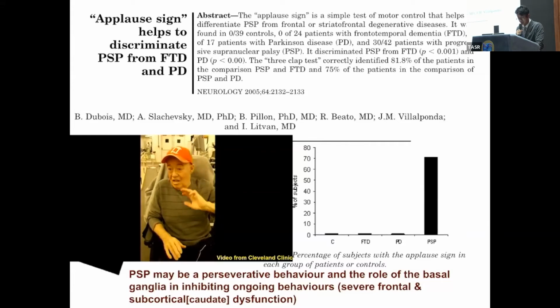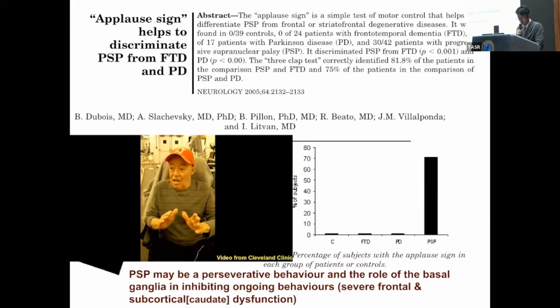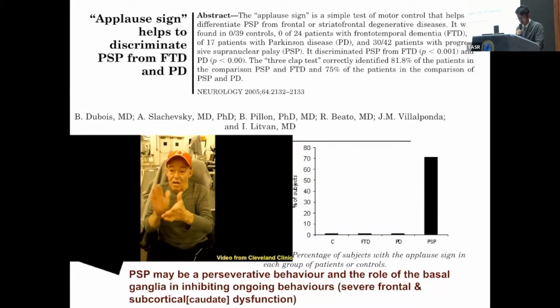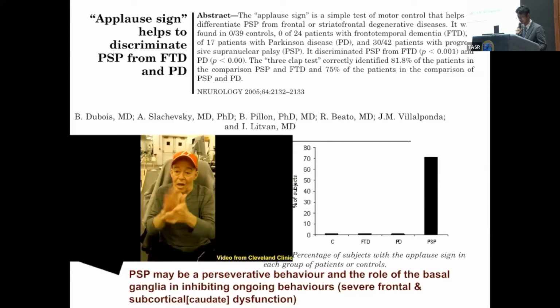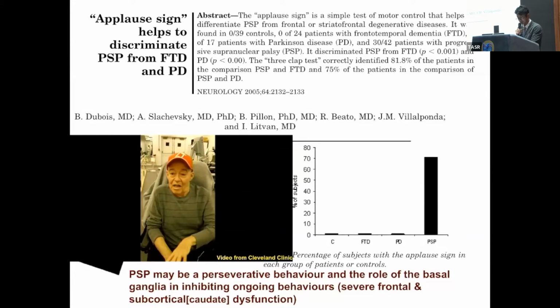Okay, so in one setting, just 3 times. In one go, clap 3 times. 1, 2, 3. No. There are 4 claps. So it's sometimes helpful to discriminate things like PSP from FTD and Parkinson's disease.